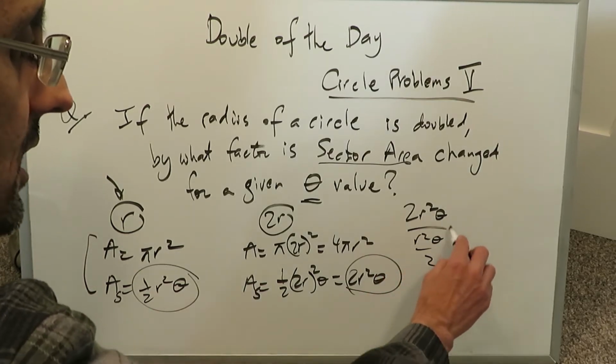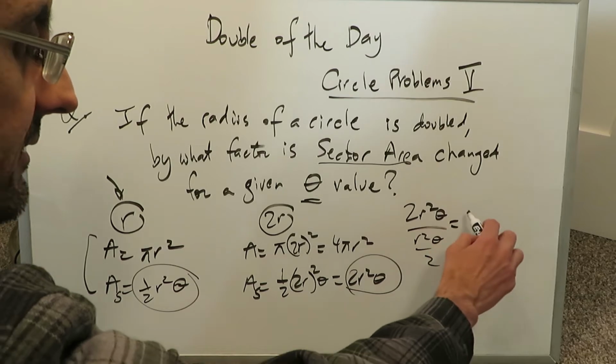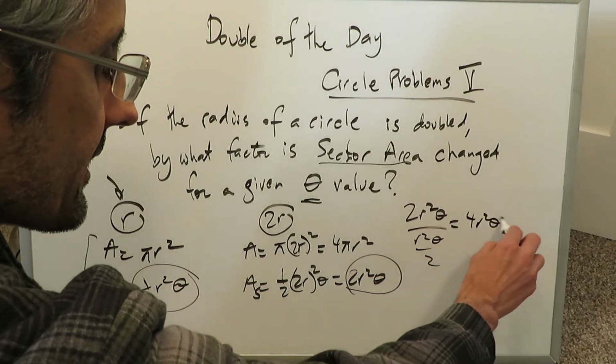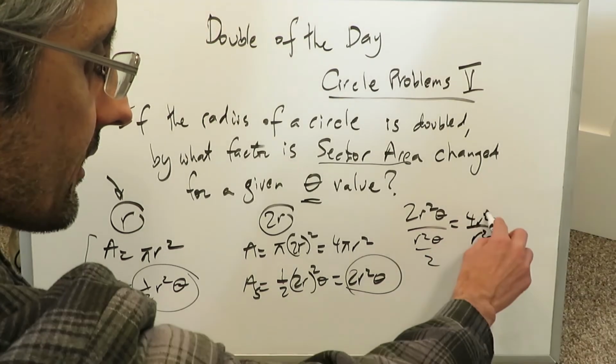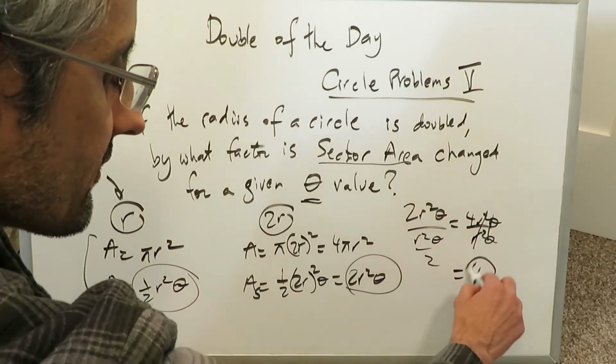When you do this computation, this 2 multiplies with the numerator. You get 4r squared theta divided by r squared theta. The r squared and the theta cancel out, and we get an answer of 4.